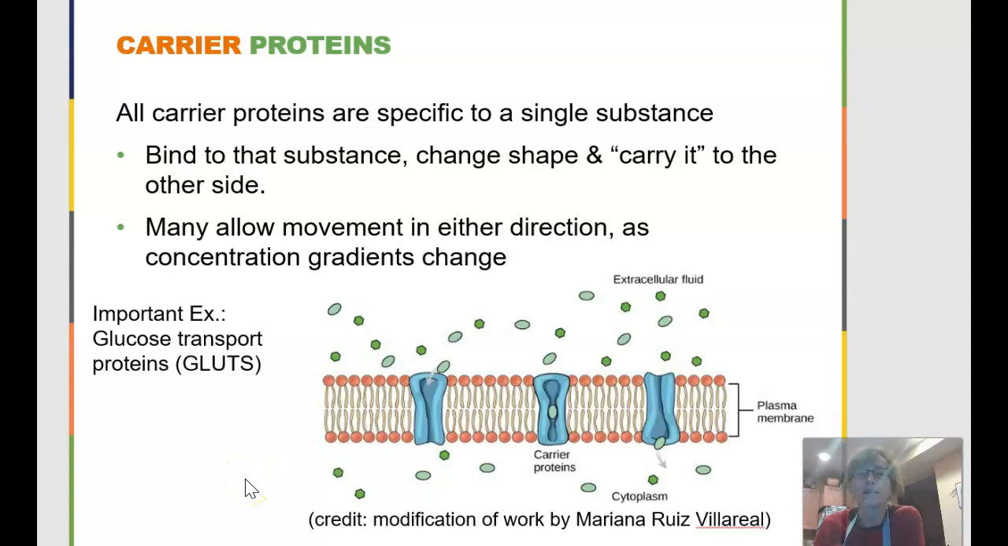So this will help certain things come through more readily that wouldn't normally come through quite that easily. And these can work in both ways. They can take things from the outside and move them into the cell, or in some cases take things from the inside of the cell and move them out. Now with glucose, the cell wants glucose, so it's generally moving things into the cell. We'll talk about glucose in a little while.